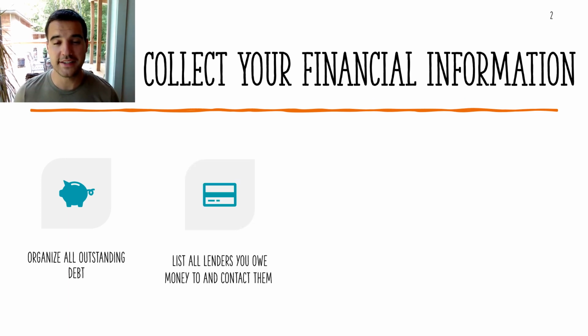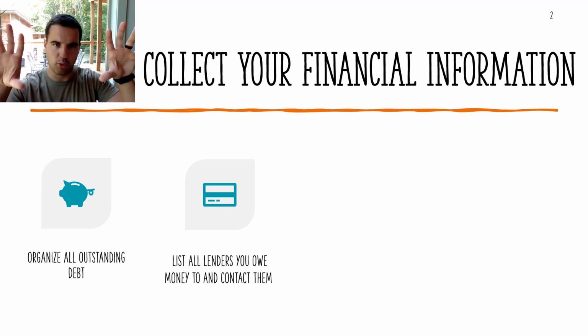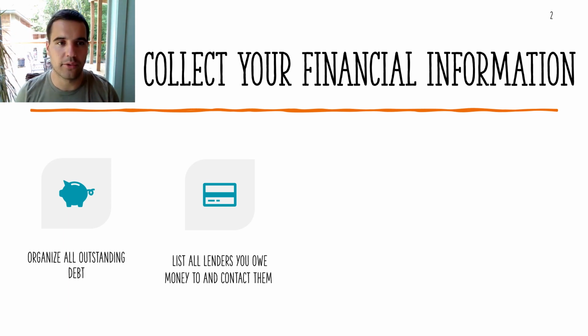With this, you want to list all lenders you owe money to and contact them, or at least get their contact information. So this should include all student loans, store cards, credit cards, auto loans, personal loans, even throw the mortgage in there if it's applicable for you. But keep that separate. So you want to keep all your consumer loans in one area and then your mortgage and maybe business loans in a different category.